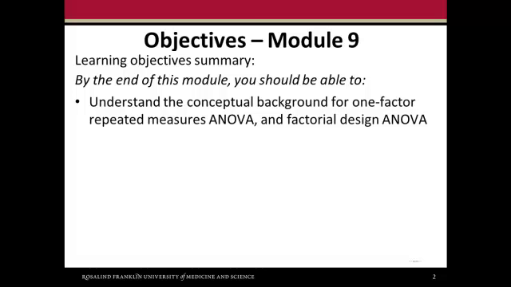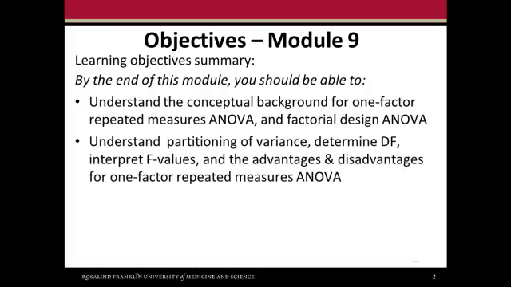In this module you should be able to understand the conceptual background for one-factor repeated measures ANOVA and for factorial design ANOVA. Note that for this module I will not ask you to calculate the sum of squares for these ANOVA designs or to conduct Tukey's tests. This is because these are slightly more advanced topics in ANOVA, and I want to make sure that you have the conceptual basis, but you don't have to do all of the calculations.